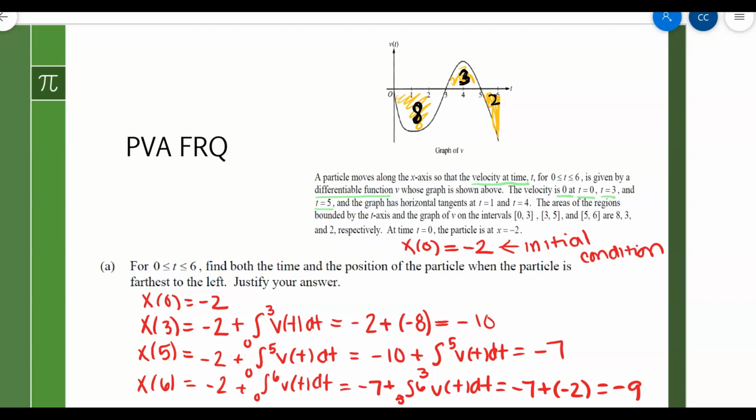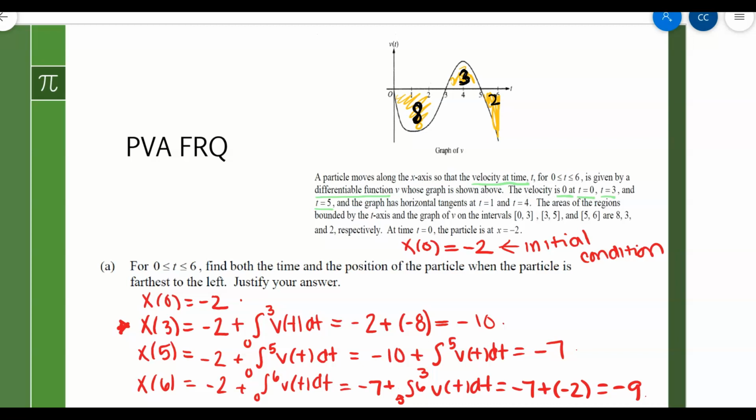So it asked me, when is the particle furthest to the left? Well, left would be our negatives. So it's at -2, -10, -7, and -9. The number furthest to the left, in this case, is -10. So when is the particle furthest to the left? The particle is furthest to the left at t equals 3, when the position is x sub 3 of -10.